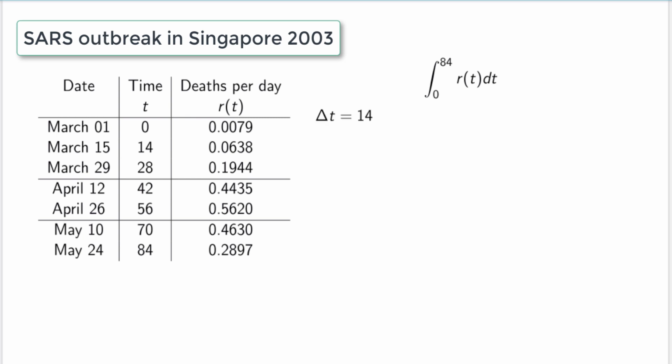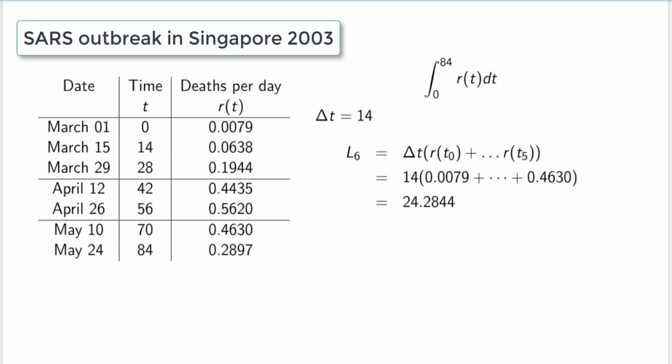Using the left point rule and the right point rule, we have delta t is equal to 14 for all these intervals. They have the same width. And then the left point rule, so now we have 6 intervals to look at, and we take the left points. So then we have delta t times the rate at t0 plus the rate at t1 and so on plus the rate at t5. Which means we are using these entries here, from here all the way to here. And this is used for the L6 rule. And then you can plug in the numbers and you get 24.2844.